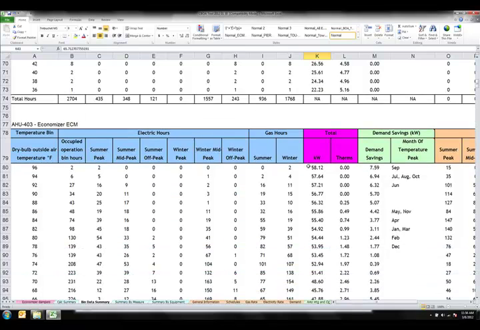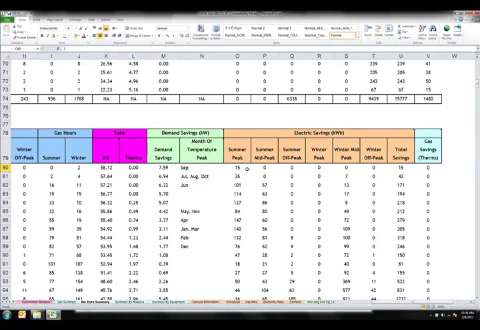The estimated electric and gas savings at each time of use is the demand savings multiplied by the number of hours for the same outdoor temperature bin. So for example, our demand of 7.59 multiplied by the 2 hours associated with the summer peak utility period gives us a result of 15 kWh savings for that time period. Okay, going back, let's take a look at this cell here.